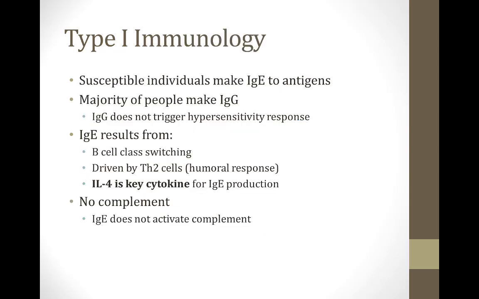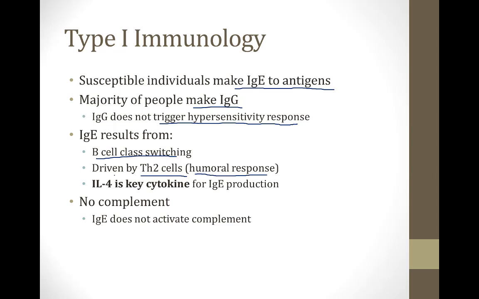The immunology of type 1 reactions all has to do with IgE antibodies. Susceptible individuals make IgE antibodies to antigens where other people do not. The majority of people instead make IgG antibodies, and these do not trigger a hypersensitivity reaction. The IgE that is synthesized in susceptible individuals comes from B-cell class switching. This is driven by a Th2 T helper response, which is part of the humoral response. I talk about this in more detail in the T-cell module.